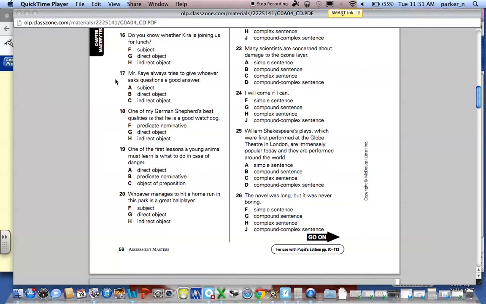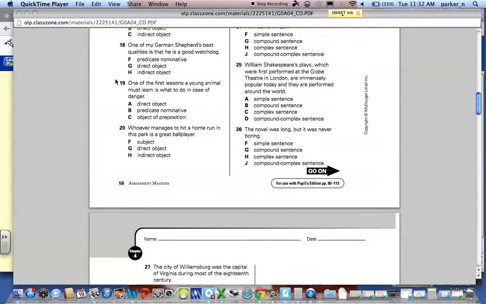Number 24, I will come if I can. I will come is an independent clause. If I can is a subordinate clause. There's your keyword if. That's a complex sentence. One independent and one subordinate clause.